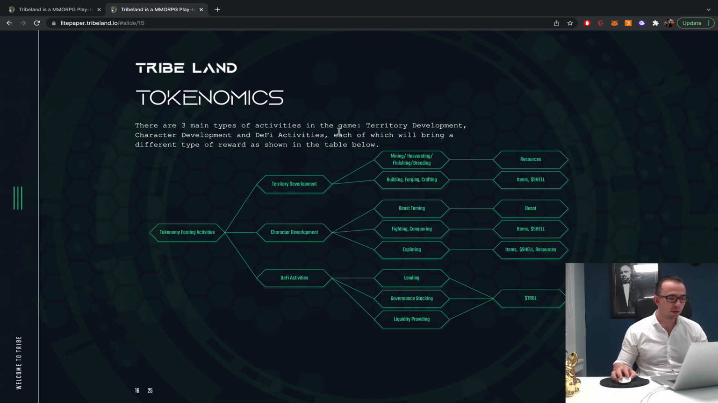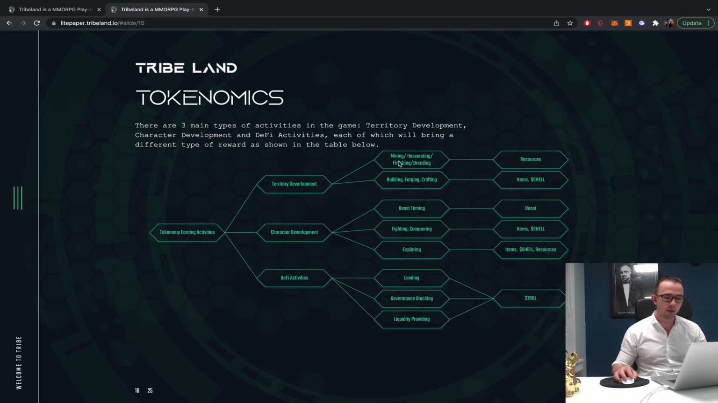There are three main types of activities in the game: territory development, character development, and DeFi activities, each of which will bring a different type of reward. So you got the tokenomy, then the three different types. So you got lending, governance staking, liquidity providing, which they all yield in the Tribe token, which is a deflationary token, which is basically the one you would be investing in if you choose to invest into this product through the IDO. Then you got your character development. Beast training gives beasts. Fighting and conquering gives you the inflationary token, which is the in-game token. And then exploring gives items, inflationary token, resources, right?